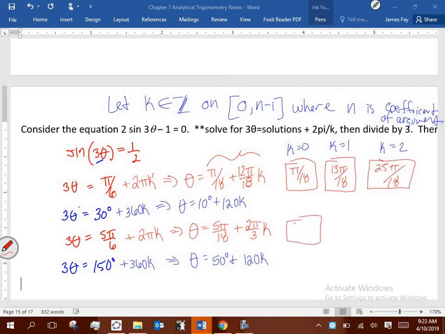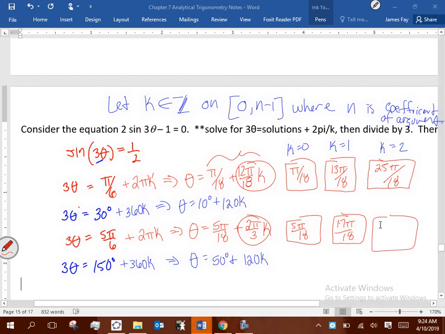5 pi over 18 is the first angle when k is 0. Now think about this: I'm still adding the same 12 pi over 18. That number there and that number there were the same period. As I was working through here, with 12 pi over 18, I was essentially adding just to the numerators. It's going to be the same thing here. So I'm just going to take 5 pi plus 12 pi and get 17 pi. And I'll take 17 pi and add 12 pi to it, and I get 29 pi.